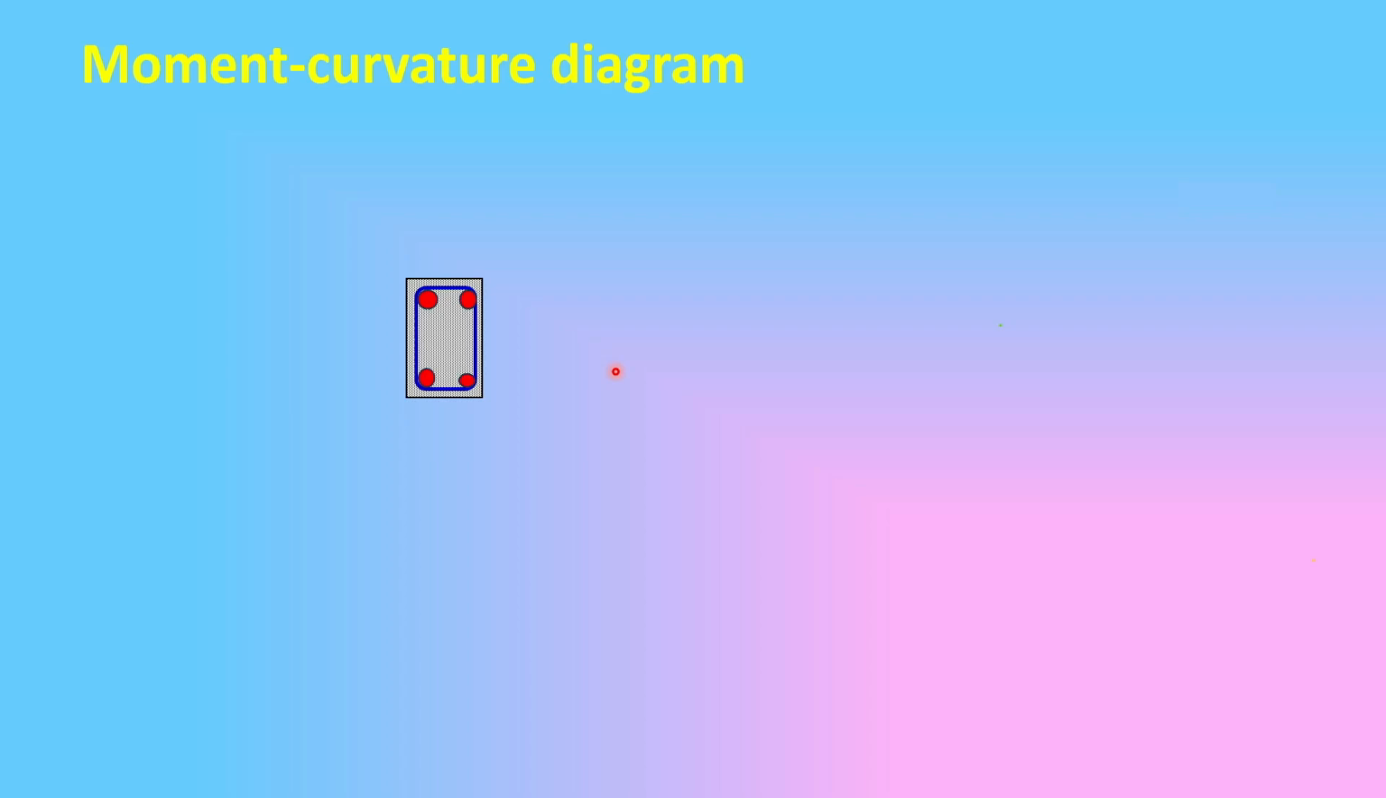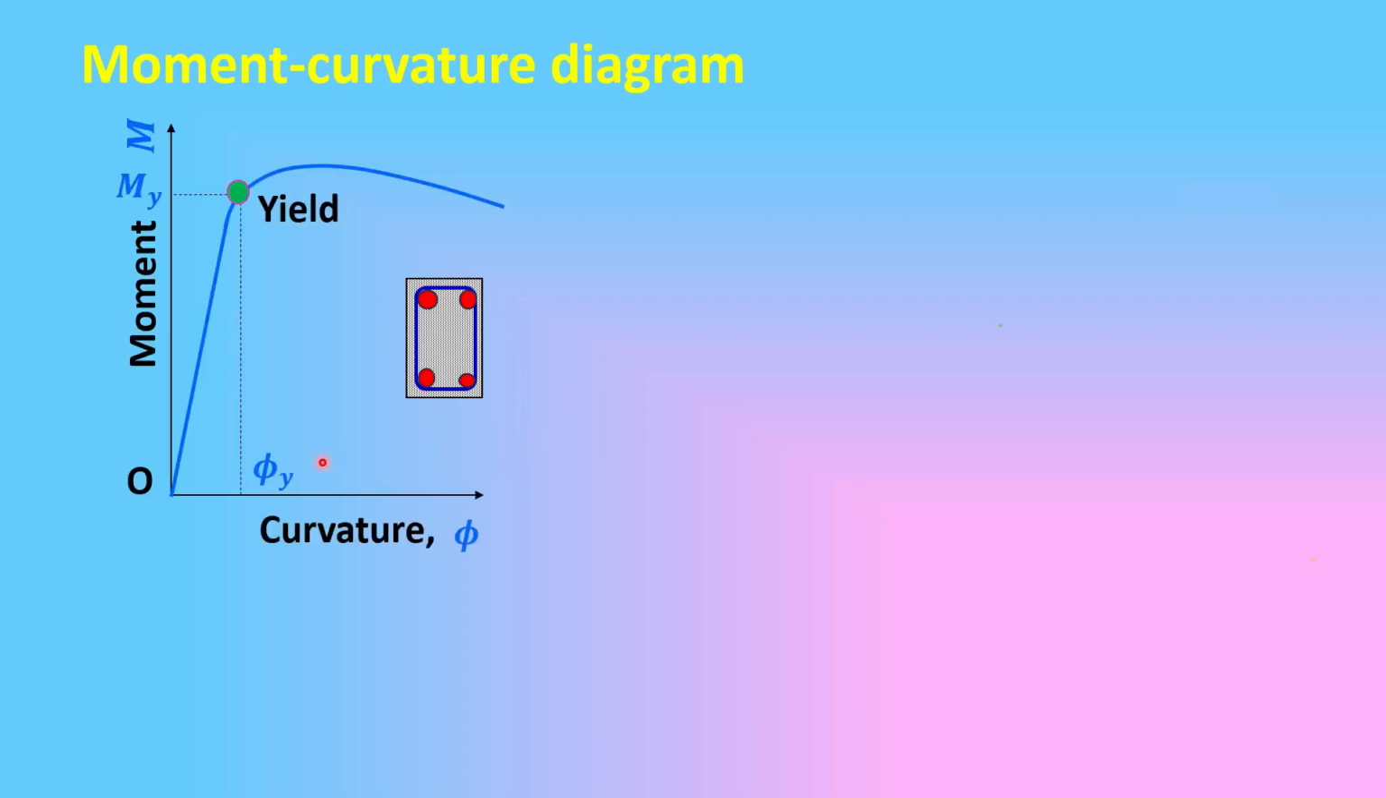Moment curvature diagram is the representation of moment versus curvature of a beam section. So one beam section arbitrarily we have taken, and the vertical axis is the moment axis and the horizontal axis is the curvature axis. In the beginning it is a straight line, linear, then after yielding it will become non-linear, and this is the moment curvature diagram. When the yielding starts, we may say this is the yield point, and the corresponding moment on the moment axis is the yield moment My, and the corresponding curvature on the curvature axis is the yield curvature phi y.